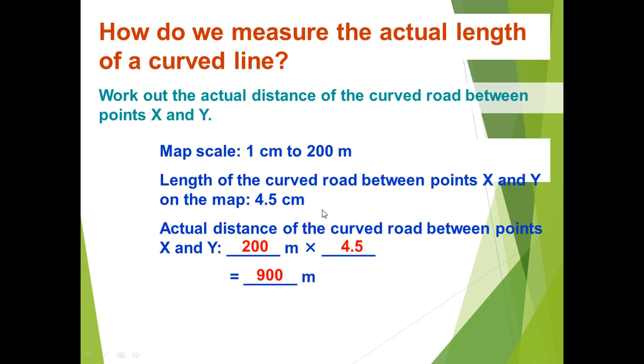You have to look back to the scale. This time it is a statement scale: 1 cm to 200 meters. Just use the 4.5 cm you get from the paper strip and the 200 meters you get from the scale. 4.5 times 200 would be 900 meters. And that's how we measure the actual distance of some features shown on the map.